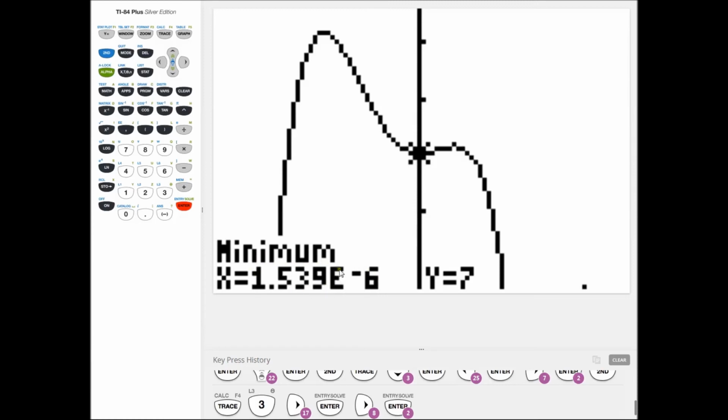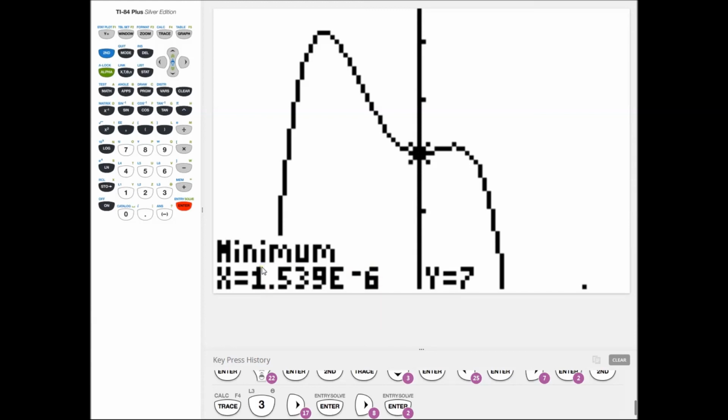Now this number right here looks kind of weird. It's got an E in it. The minimum here is actually at the point 0.7. This is 1.5 times 10 to the negative 6, meaning decimal point, 6 zeros, and then 1539. And that's actually just a glitch with the calculator. The number is actually supposed to be 0.